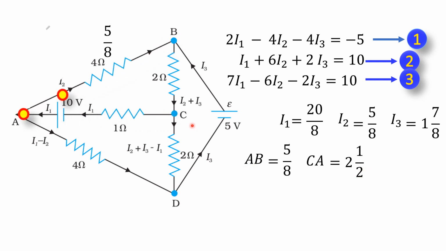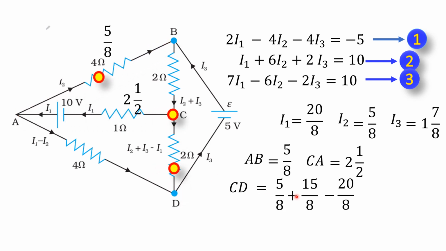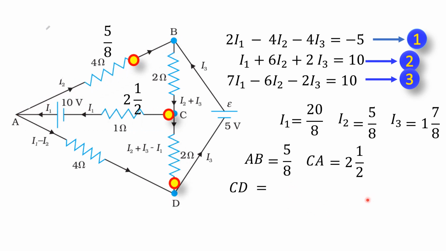Next branch is the CD branch. Here I2 plus I3 minus I1 current is passing. Substituting these values, we get this one. 5 by 8 plus 15 by 8, 20 by 8. So 20 by 8 minus 20 by 8, 0. So across CD, no current is passing.